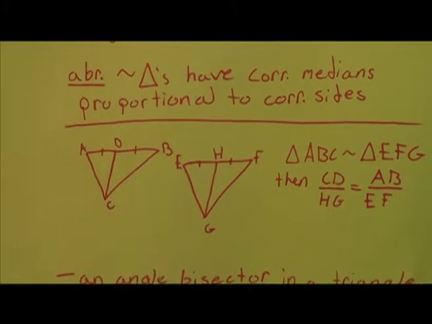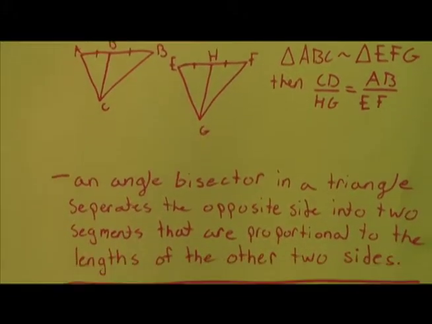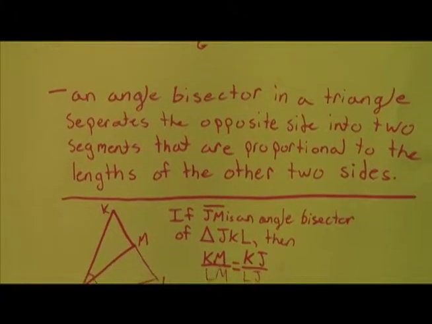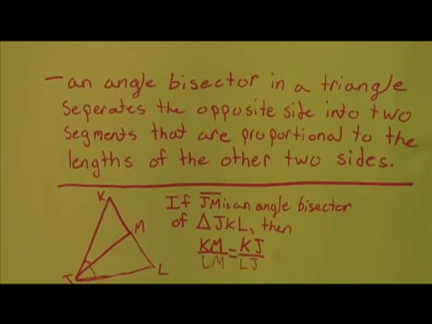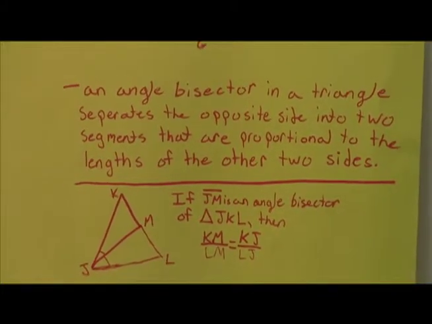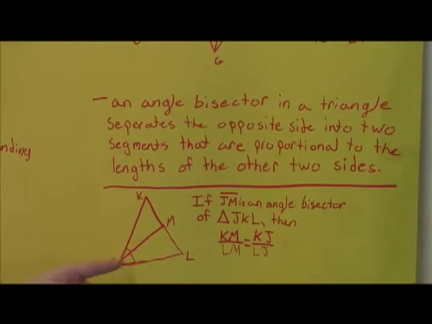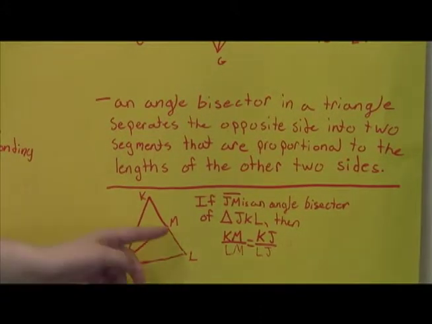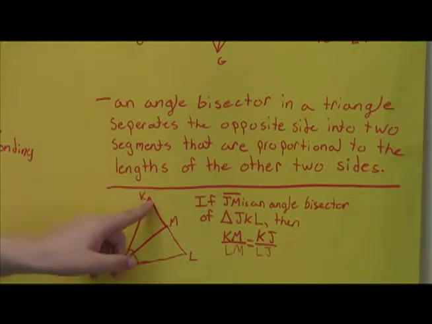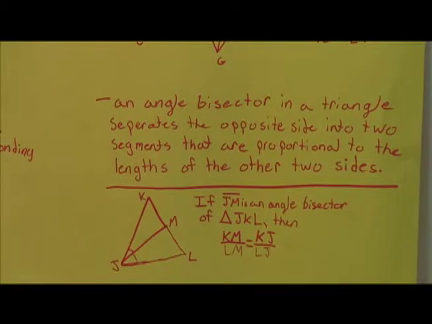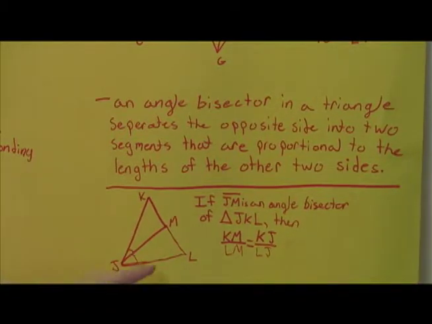The last theorem states that an angle bisector in a triangle separates the opposite side into two segments that are proportional to the lengths of the other two sides. With this triangle, it shows that this angle bisector created two separate triangles. This shows that when you take this side, KM, and set it in proportion with LM, it is equal to the proportion of KJ to LJ.